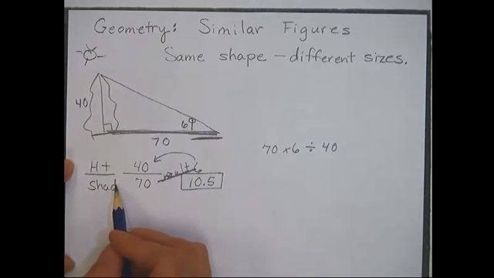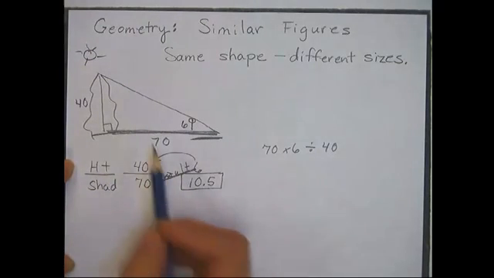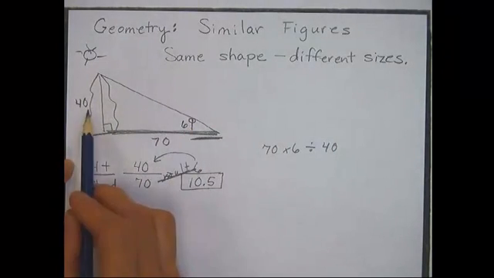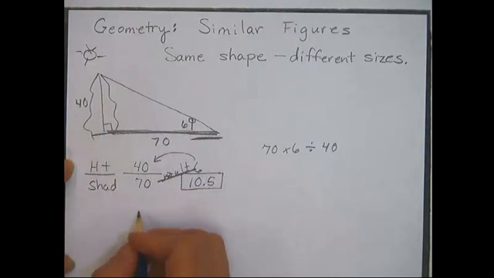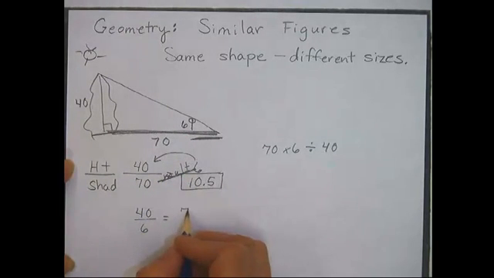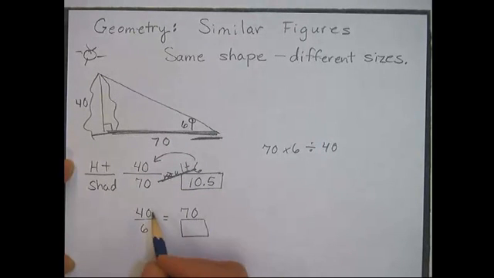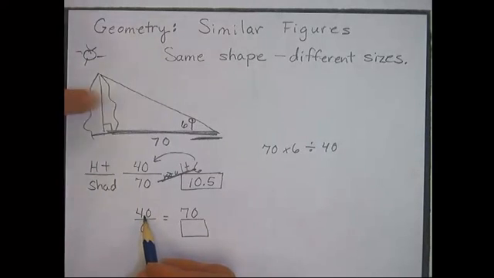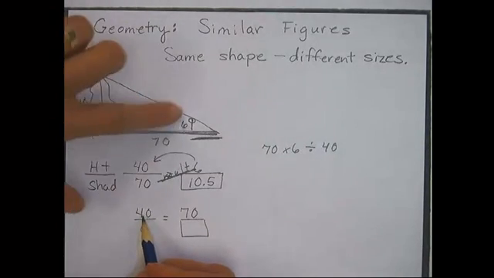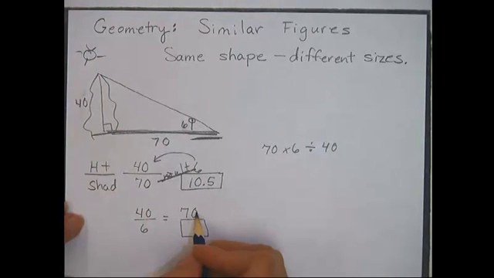I could also look at this and see that I could set up a different type of ratio. I could look at the ratio of our heights, which would be 40 over 6, equal to our shadow, which would be 70 over blank. And what I was doing is I was looking at the ratio, looking at the larger height to the smaller height, comparing the longer shadow to the smaller. But basically we're going to see that it's the same multiplication and division by the same numbers.